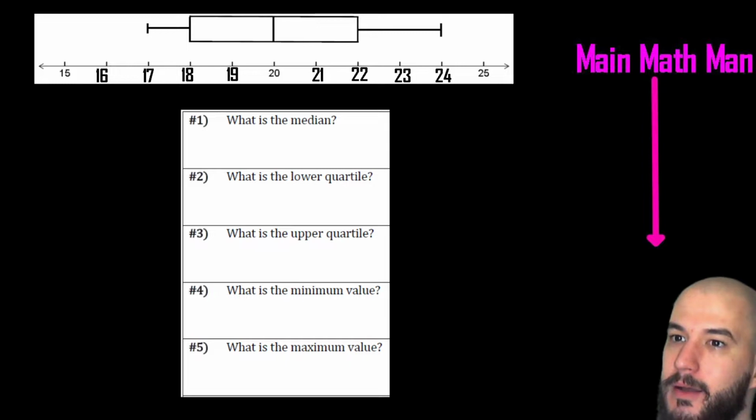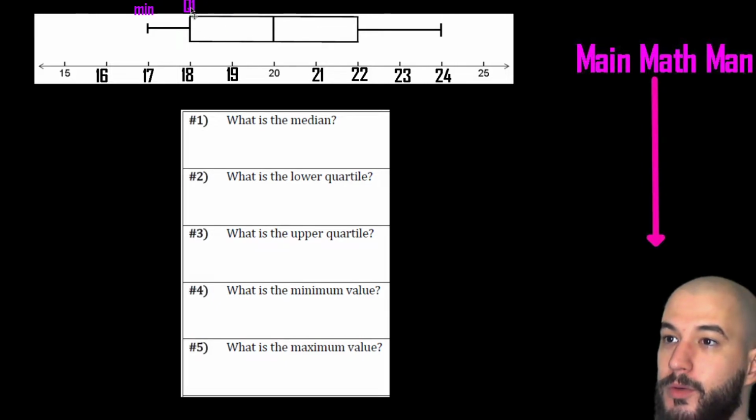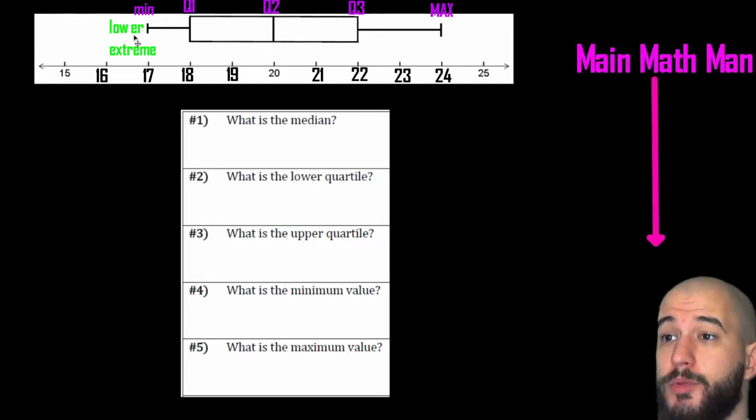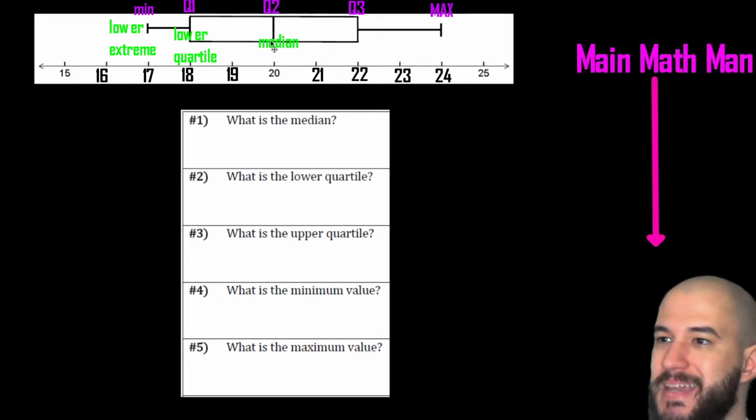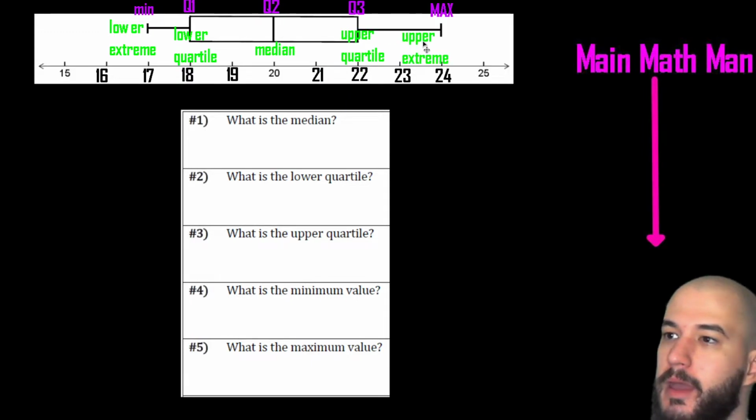So we also know that we can label each of these 5 critical numbers, and so we know that this is going to be our min. This is going to be Q1 or quartile 1, Q2, Q3, and the max. Again, the other labels that go along with it are interchangeable at any time, so make sure that you do know both of them. So our min is the lower extreme, the lower quartile is Q1, the median of the entire set is Q2, the upper quartile is Q3, and the upper extreme is your max.